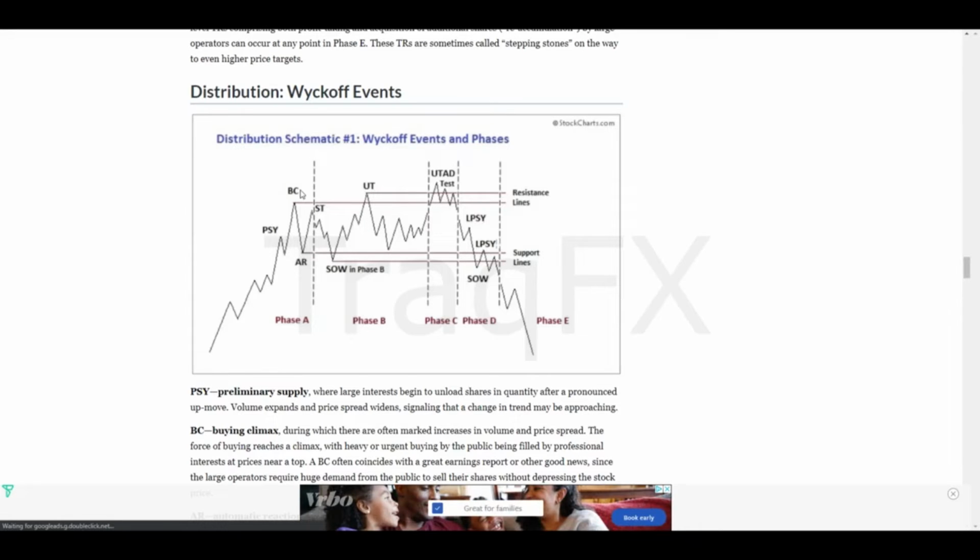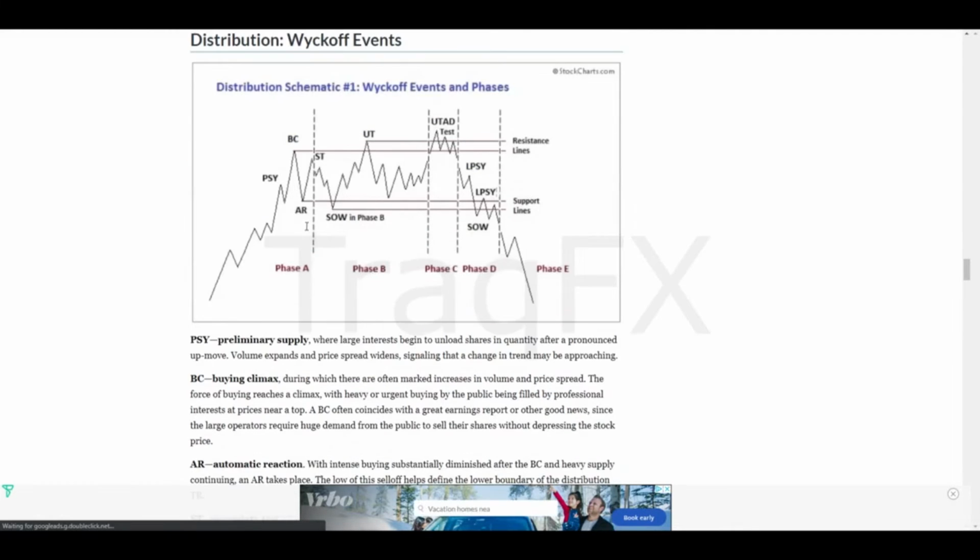This is that last impulsive move up, and then we have their buyer climax, which identifies that the market is going to give us our first move selling down. Now BC, SC, same thing, just reverse it.